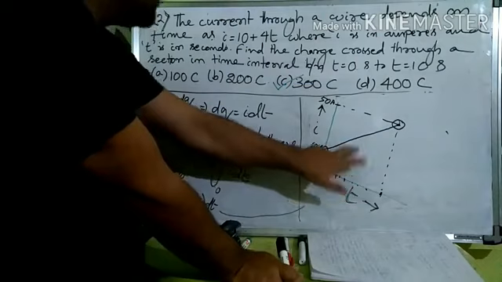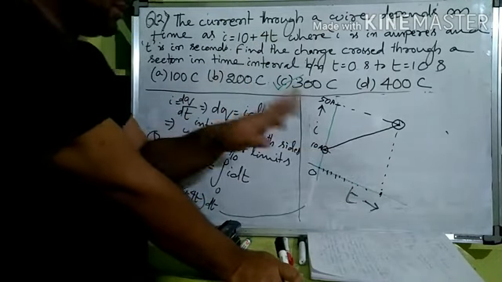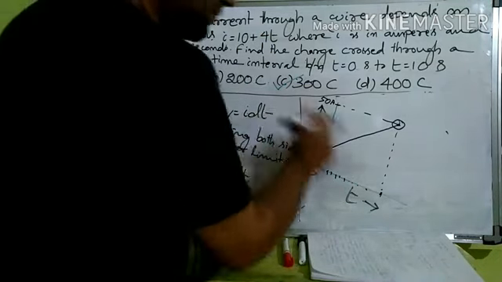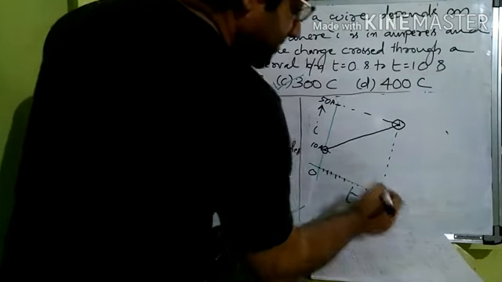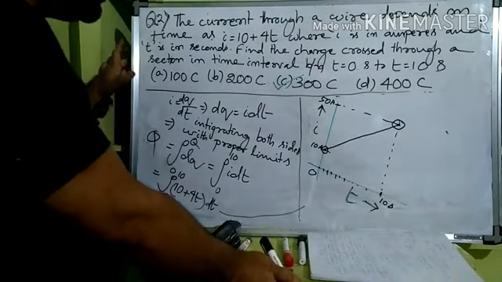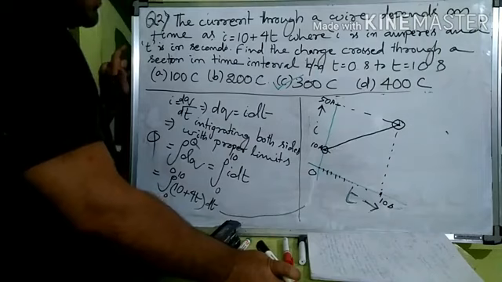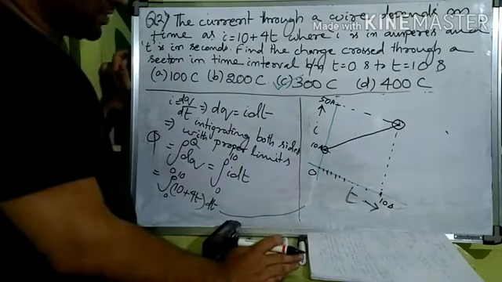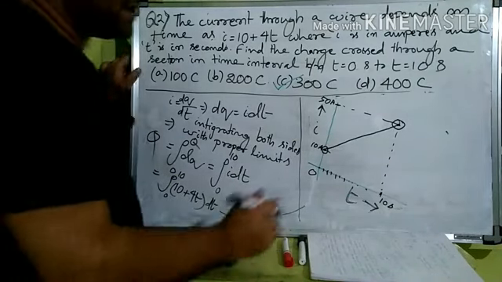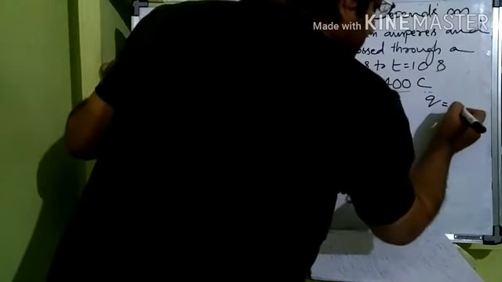If a graph is given also, indirectly I is equal to 10 plus 4t is given. If these values, 10 ampere, 4 ampere and 10 seconds, are given in the graph, right? Then what is the current? What is the charge? How are we calculating? Q is equal to I t.